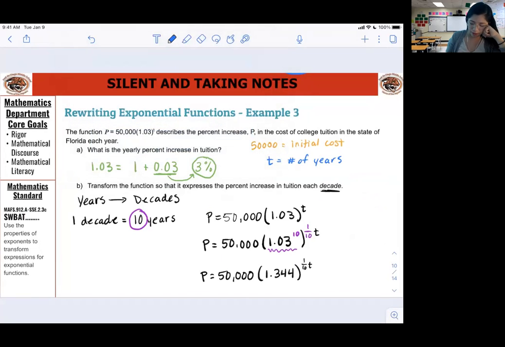So let's talk about it. 1.344 is my decade rate. So what is my new percent? My decade percent of increase. The decimal will be 0.344, so it will be 34.4%.